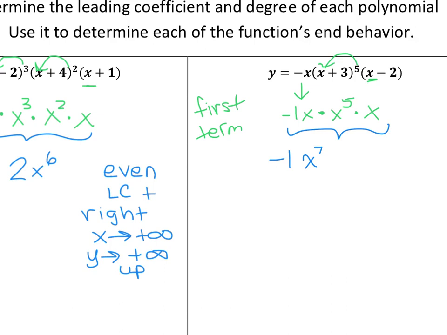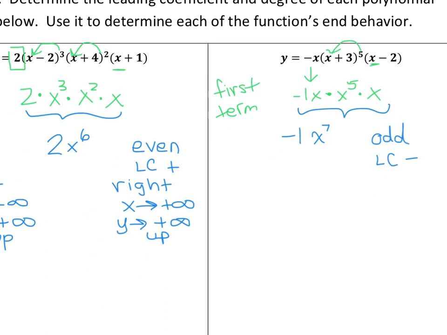So in this case, we have an odd degree. We have a leading coefficient that's negative. So if we take a look at how this is going to trend on the left side, in other words, x is approaching negative infinity. If I put in a very, very small number, a negative number, negative 100, negative 1,000, and I raise that to a power that is odd, the result is going to be negative. And when I take that negative times a negative, my output is going to trend positive. In other words, up.